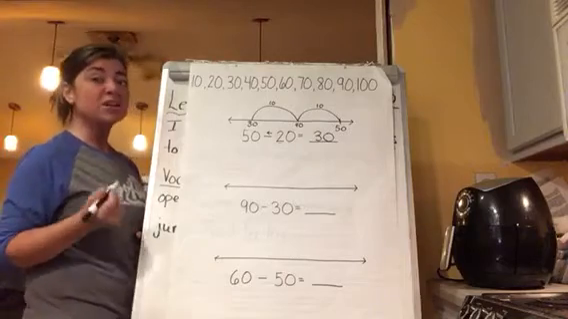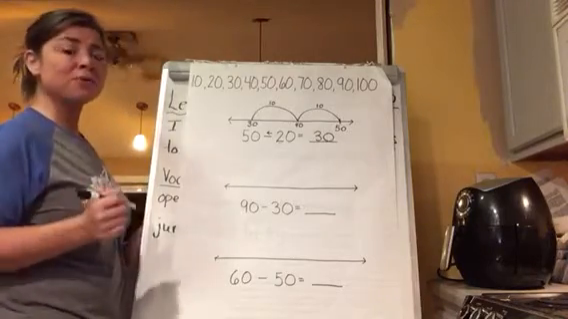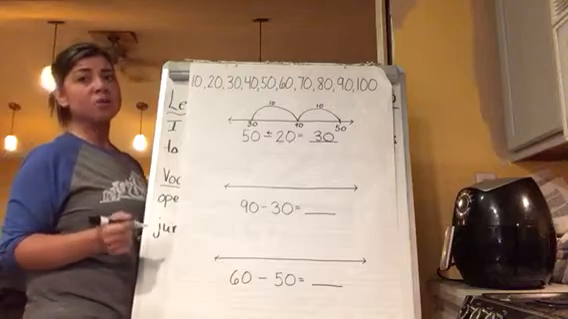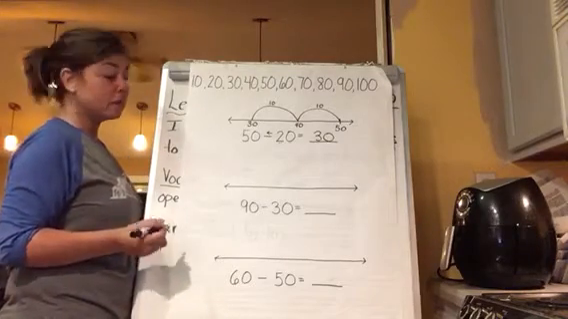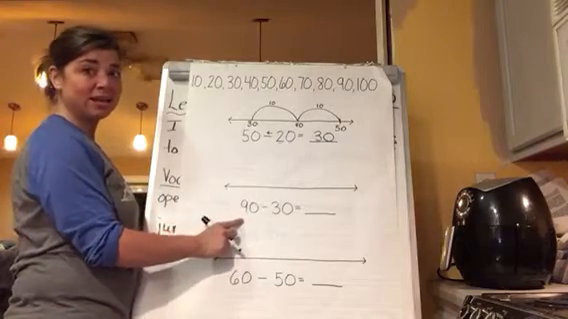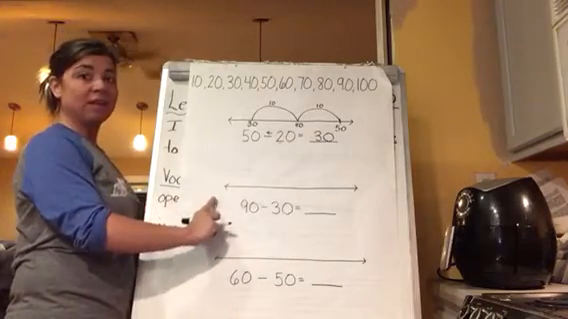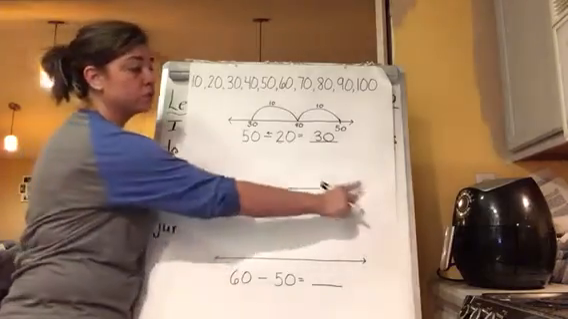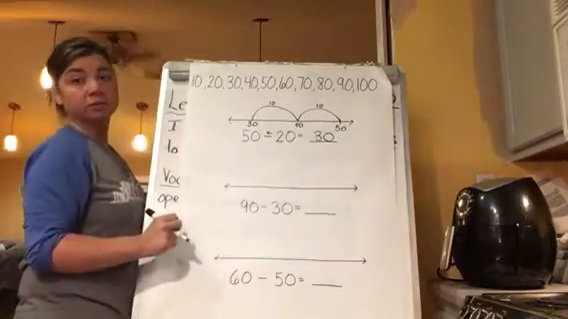Now, where do we start? What number do we start with on our number line? That's right, we start with the first number. That's the whole. We start with 90. Are we going to start on the left of the number line, or are we going to start on the right of the number line?